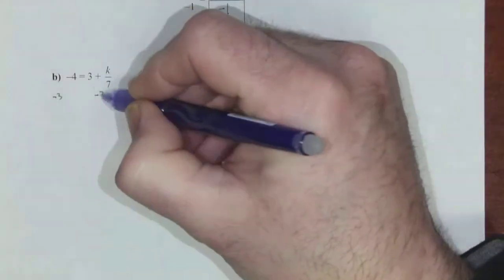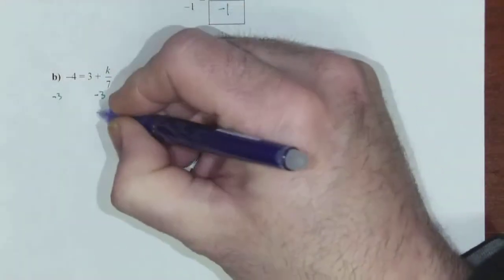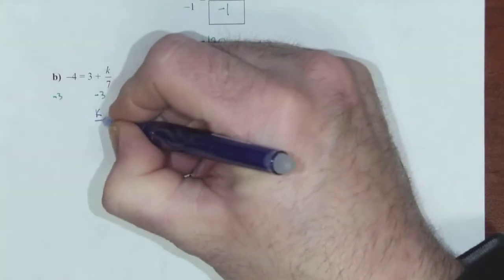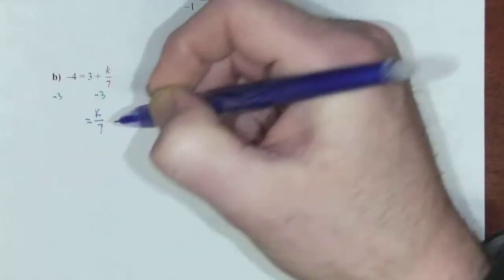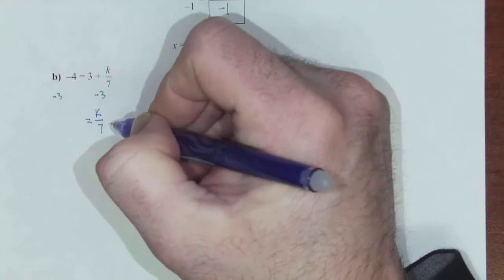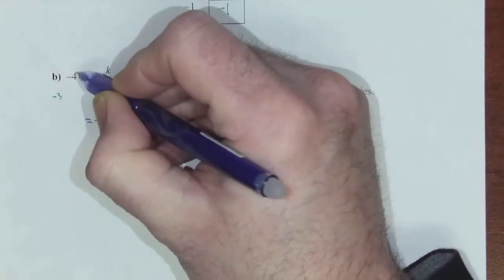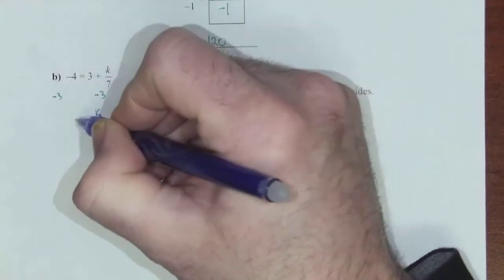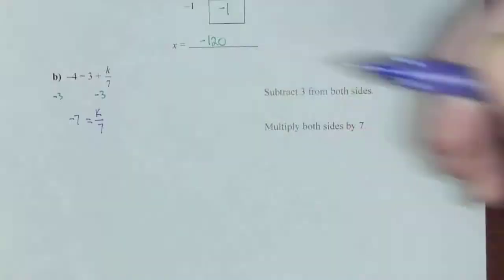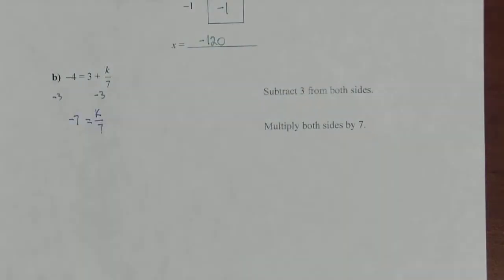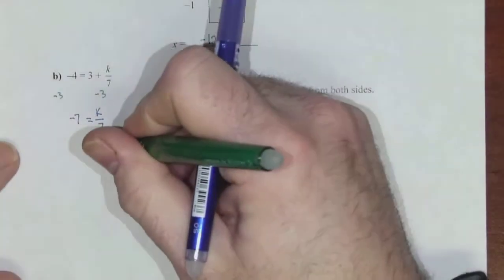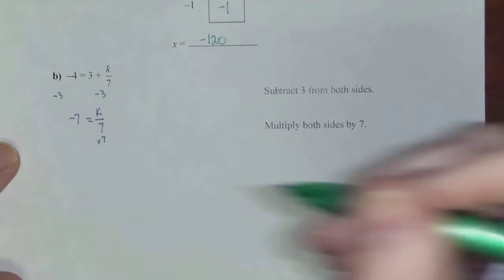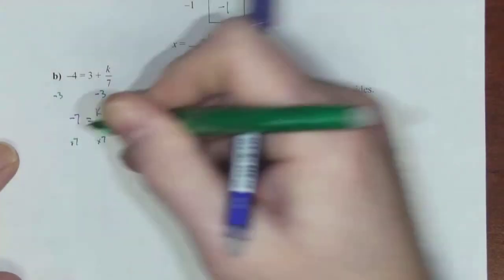When we do that, these two 3s subtract each other out, and that means the right becomes k divided by 7. On the left, we've got negative 4, subtract 3, that becomes negative 7. So now we've got k divided by 7. Opposite of divide is multiply. So we're going to multiply the right by 7, and we're going to multiply the left by 7.